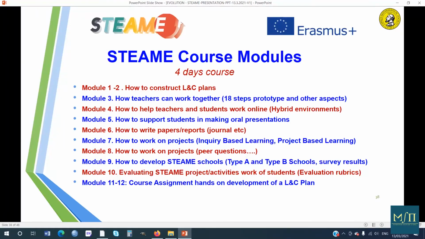in front of public. Right, so we have Math Factor, we have Science Factor, we have mathematics theater competitions, we have science theater. So imagine playing a theater with a mathematics topic, and through the theater you can transfer knowledge, learning, how to write papers for the journal, how to work on projects, how to work on projects with peer questions, how to develop STEAM schools, etc. And it's part of the course.